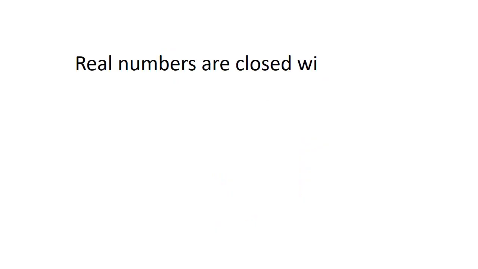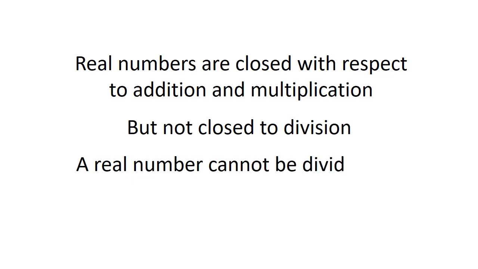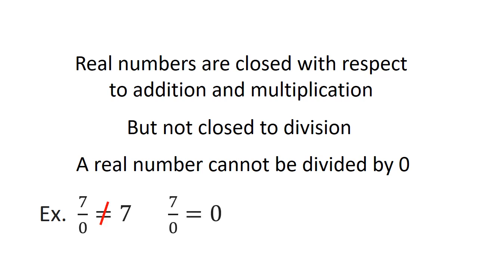Real numbers are closed with respect to addition and multiplication, but not closed to division. A real number cannot be divided by 0. Example, 7 divided by 0 is not equal to 7, or even 7 divided by 0 is not equal to 0, because 7 divided by 0 is undefined.